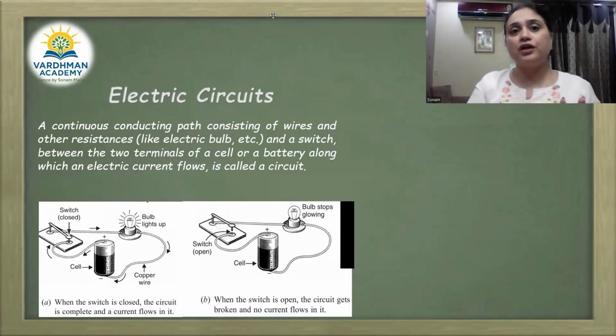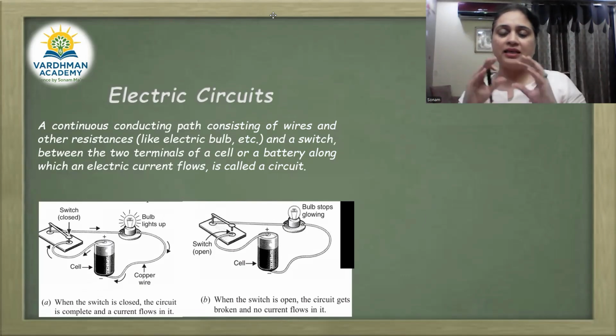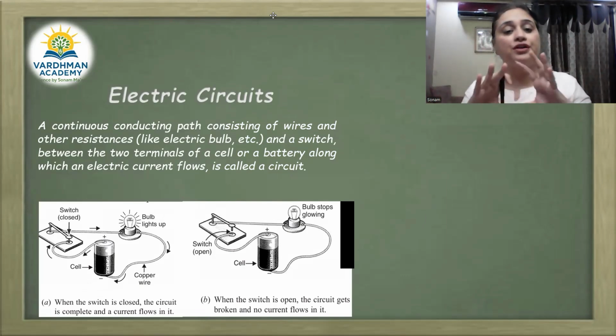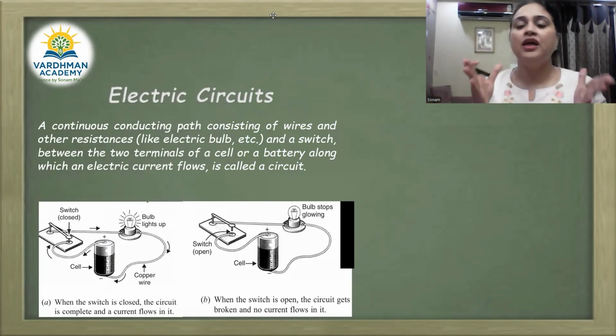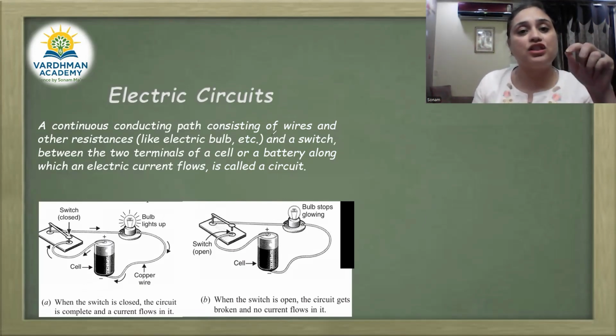It is very important for us to understand the electric circuit. So when we combine all these things, we form a circuit. अब सर्किट क्या होता है? एक कंडक्टिंग पाथ होता है, and it is a continuous conducting path where there is no break in between, there is no halt in between. So continuous conducting path consisting of wires.